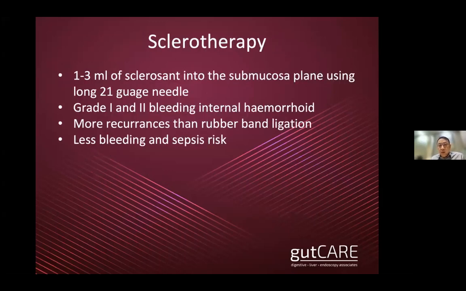Sclerotherapy is when you inject 1 to 3 ml of sclerosant into the submucosal plane using a spinal needle or 21 gauge needle, usually used to treat grade 1 and 2 internal hemorrhoids. The advantage is that sclerotherapy has less bleeding risk. So because they have less bleeding risk, you may do them in patients with anticoagulation and Plavix and so on. But you must inject the sclerosant in the right plane. Otherwise, it can cause bad infection and so on.